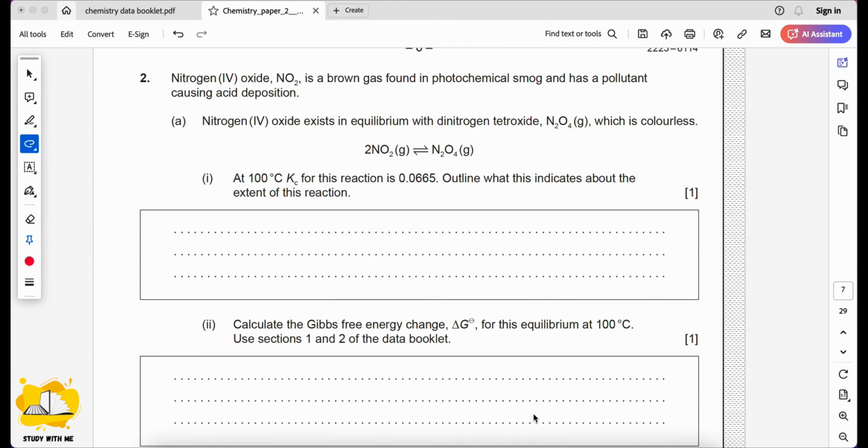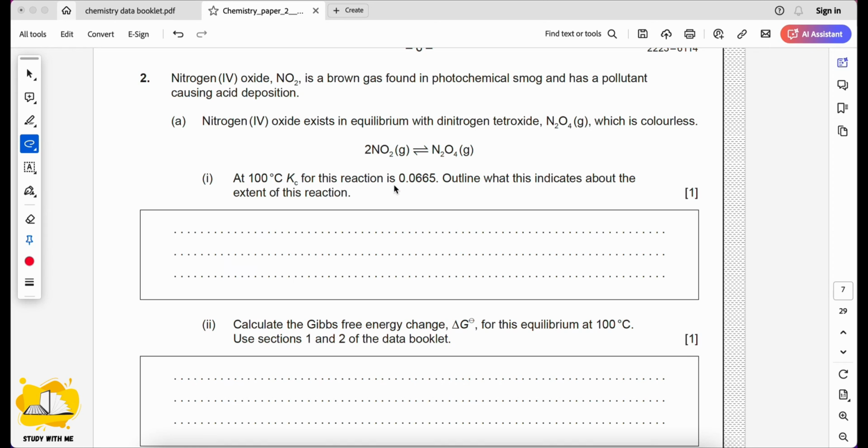Nitrogen dioxide, NO2, is a brown gas found in photochemical smog and is a pollutant causing acid deposition. Nitrogen dioxide exists in equilibrium with dinitrogen tetroxide, N2O4, which is colorless. At 100 degrees Celsius, Kc for this reaction is 0.0665. Outline what this indicates about the extent of this reaction.